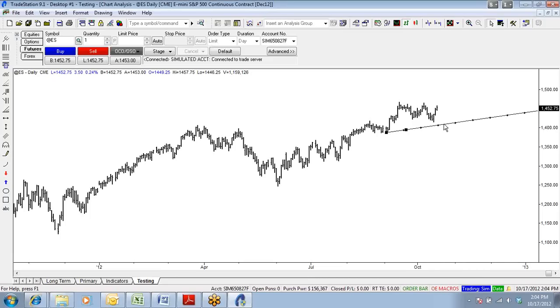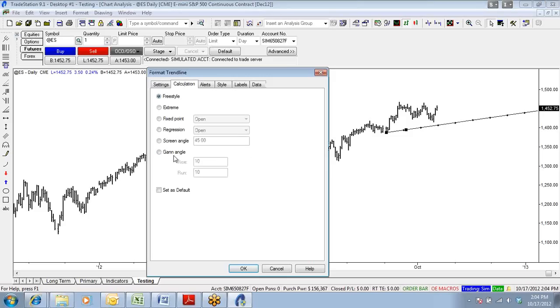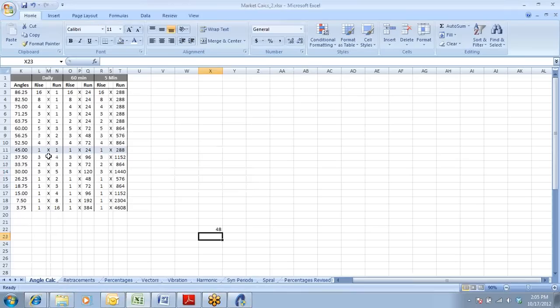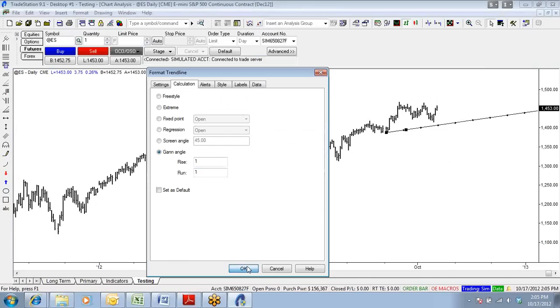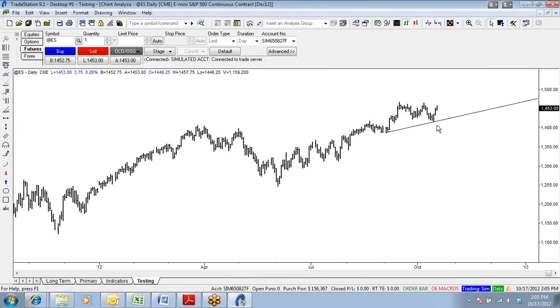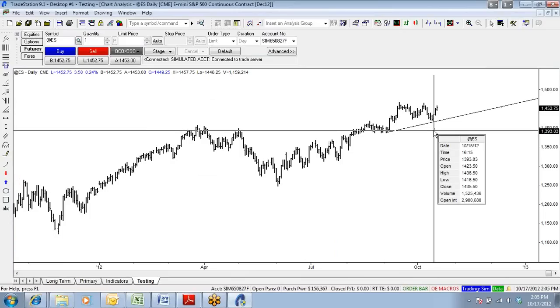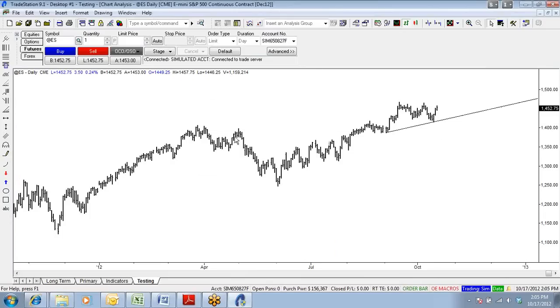Extend it, and then I'm going to open that up. On the calculation tab, down at the bottom, you see Gann angle is one of your options. Select that. It defaults on mine to 10 by 10. I don't use that. What I'm going to do now is put in my first angle, and I always want to start with the 1 by 1. Because we're on the daily, going back to my Excel, it simply is a 1 by 1. So hit OK, and it draws my 1 by 1, and you can see the low on the 15th was an exact hit.